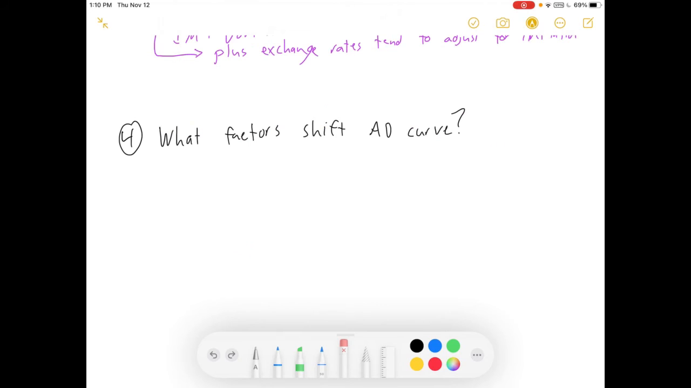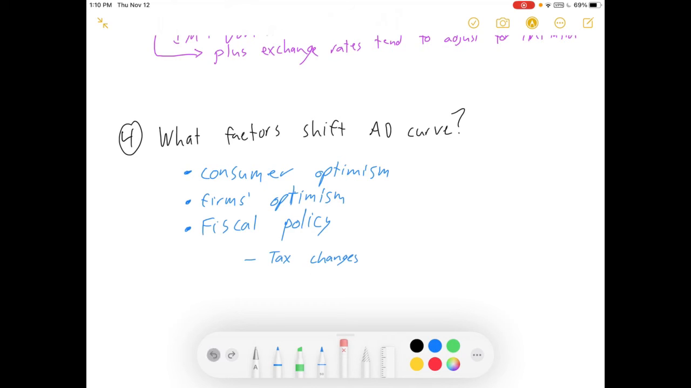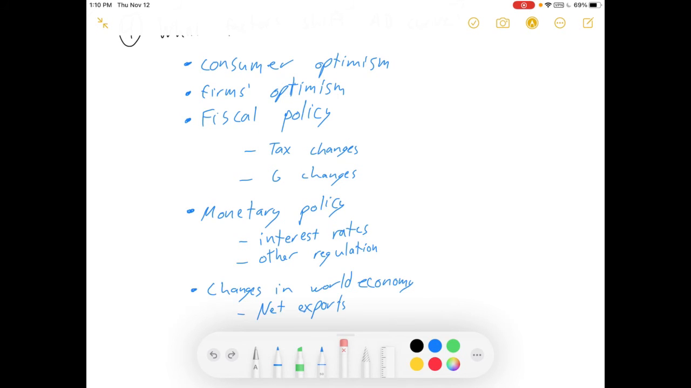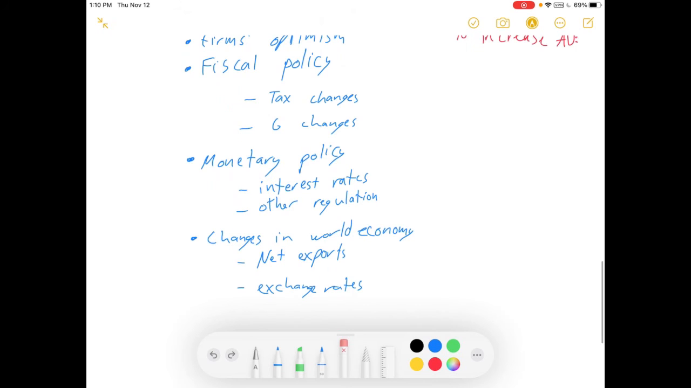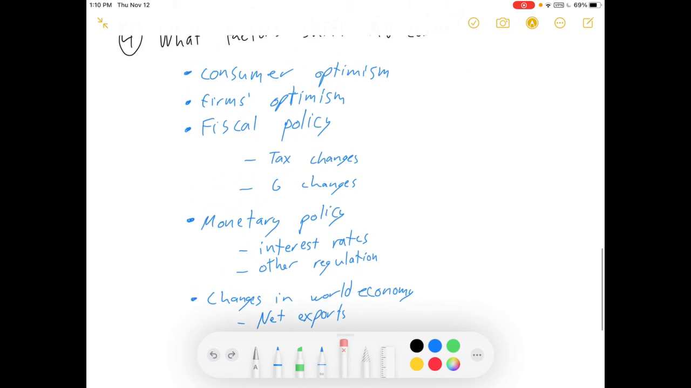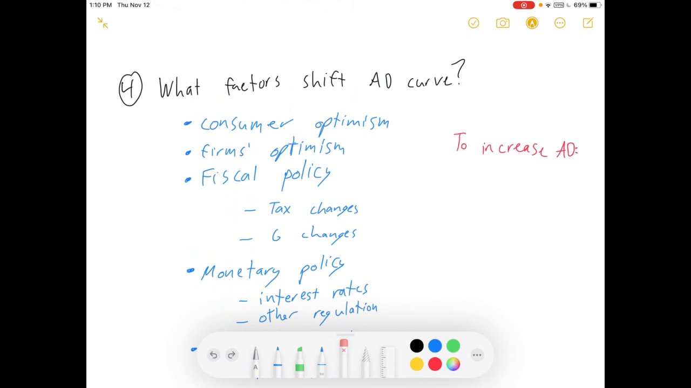Now our last category, what factors shift the aggregate demand curve? I'm going to list a bunch here. One is consumer optimism. One is firms' optimism. One is fiscal policy, like tax changes or government spending changes. Another is monetary policy, which can affect interest rates or other banking regulation. Changes in the world economy, such as our net exports and our exchange rates. So any of these things can actually move the entire aggregate demand curve.